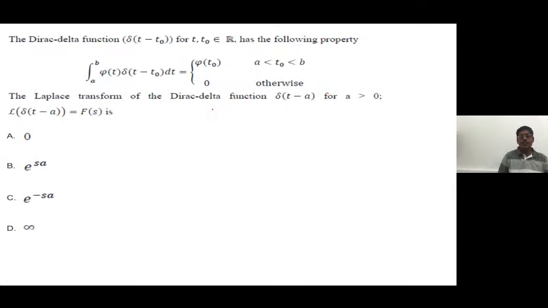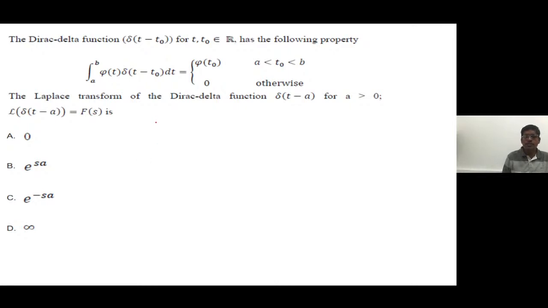The next question. Dirac delta function is also called unit impulse function. If you are applying a large force for a small period of time, the product of force and time is called unit impulse, and in the limiting case that becomes impulse function, that is Dirac delta function.